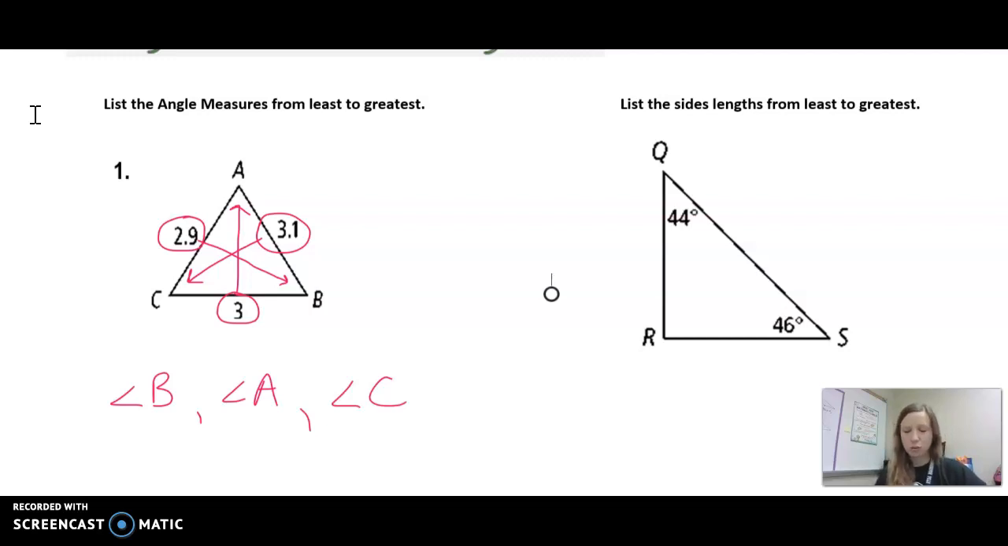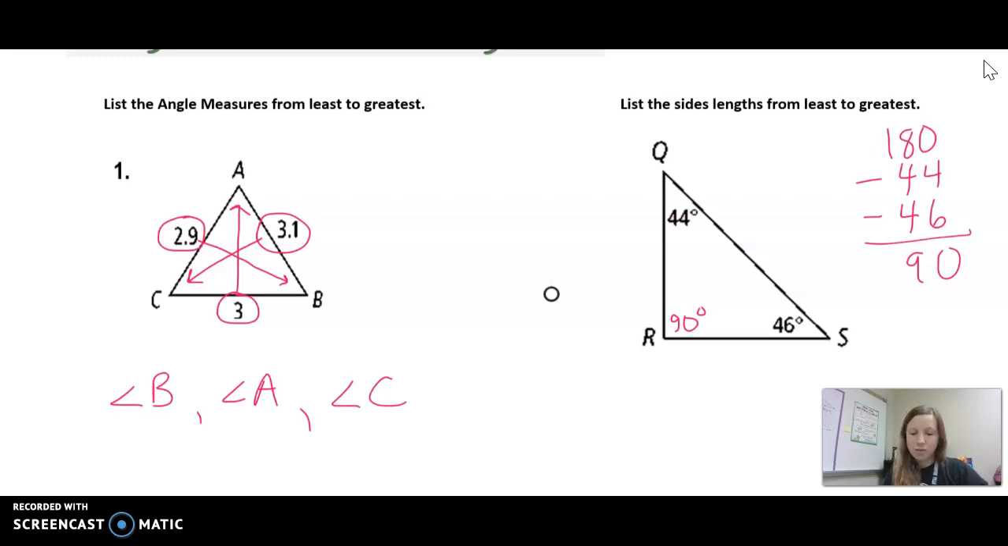Now, the same goes for side lengths. Now, notice here, guys, that I do not know angle R. I only know two of the angles, but since we have already learned the triangle sum theorem, we know that the three angles in a triangle add up to 180. So we can say 180 minus 44 minus 46. Minus the two angles we already know, and we will find the missing angle. So that gives us 90. So this angle is 90 degrees.